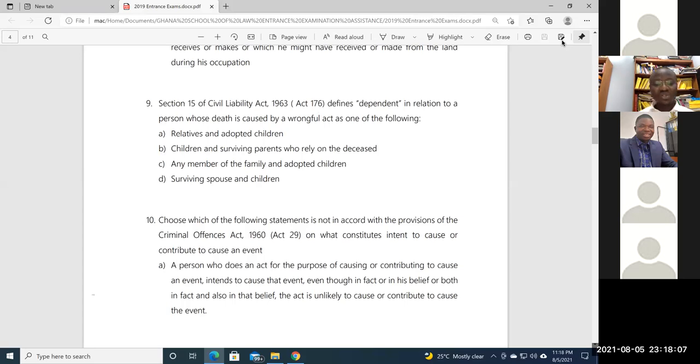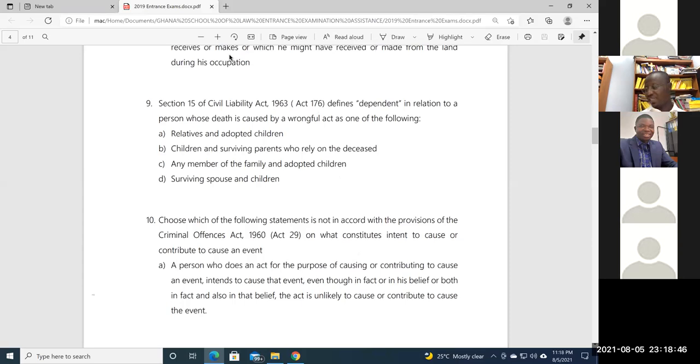So let's go through the answer. Which answers did they pick? Okay, so we put the provision. Okay, that is good. Thank you. So what is the answer then? Nobody made the choice. Okay, so C, I mean, that's quite obvious. Relatives and adopted children.